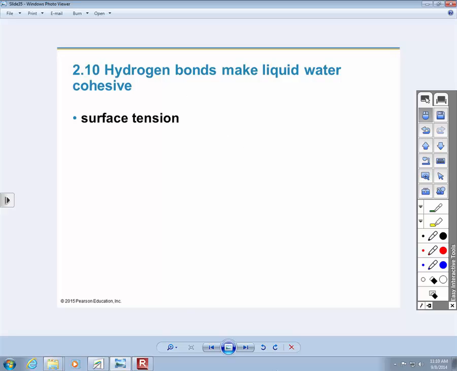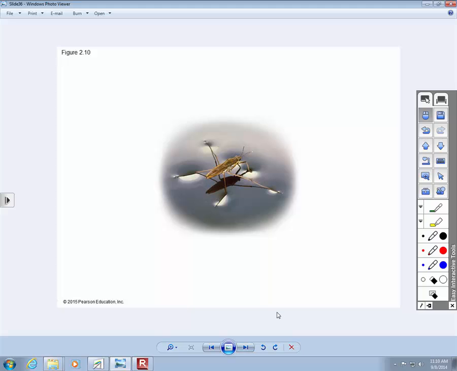But because water is going to adhere to itself, it is cohesive, you get this surface tension, and this will give you an example. This is what you call a water strider. It's a bug, and it's light enough that it does not break the hydrogen bonds between the water molecules, and it basically has the ability to walk on water.